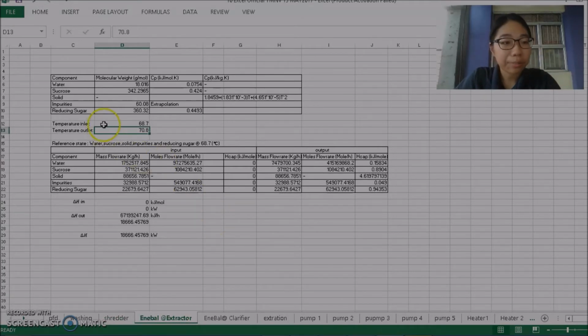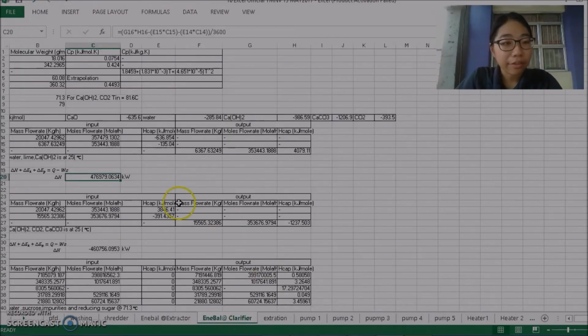Now we move on to the extractor. For the extractor, there's a temperature change, with inlet at 68.7 degrees Celsius and outlet at 70.8 degrees Celsius. We will take the inlet as our reference, which is 68.7 degrees Celsius. So at the reference state, H cap will be 0. Then for the output, we calculate by integrating the Cp value. After doing our calculation, we have 18,000 kilowatt for the extractor.